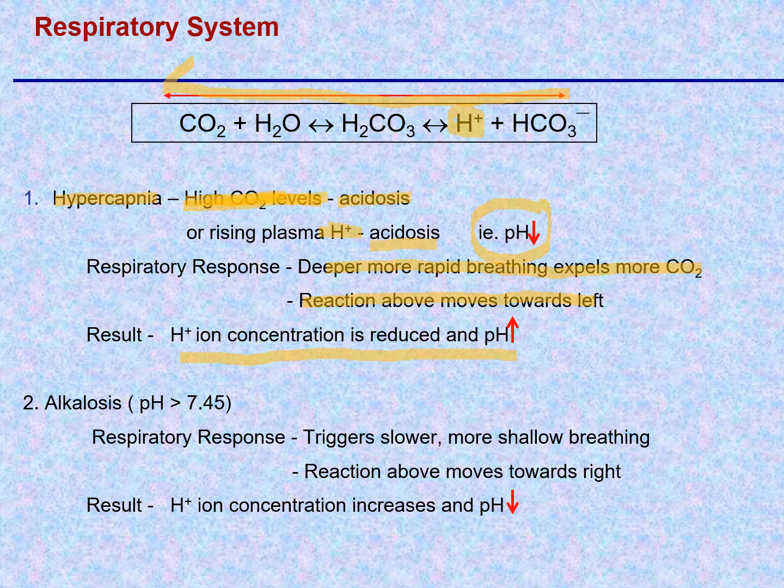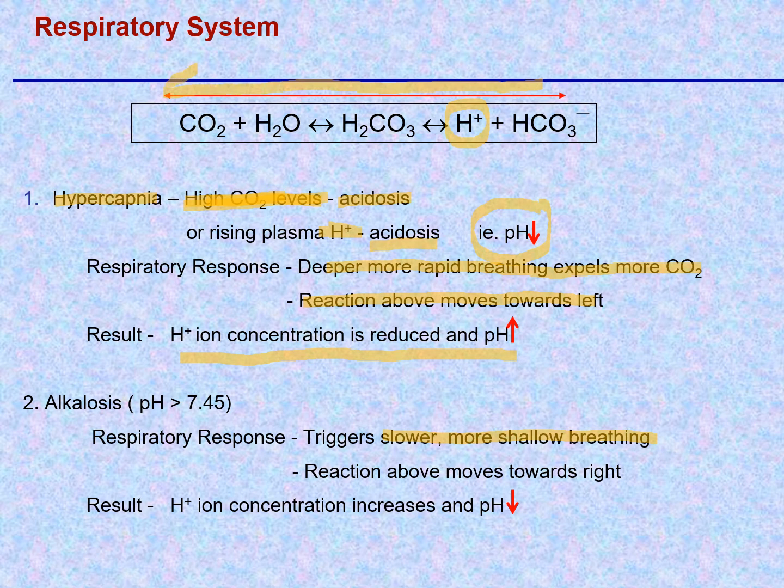Alkalosis is the opposite condition, where the pH of the blood plasma is above 7.45. The respiratory response to that high pH is slower, more shallow breathing. When you breathe slower and more shallowly, CO2 starts to build up. Remember, a high pH is a question of having low hydrogen ion concentration. So the reaction will be going this way and you will have alkalosis.